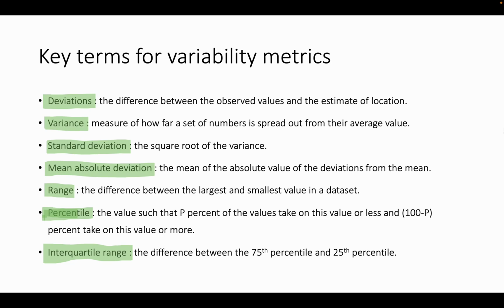Next we have percentile. Percentile is the value such that p% of the values take on this value or less, and 100 minus p% take on this value or more. So suppose someone scores in the 40th percentile, that means he has scored above 40% of the population, and 60% of the population has scores greater than the one who scored in the 40th percentile. Okay, that's what it means. And interquartile range is the difference between the 75th percentile and the 25th percentile.